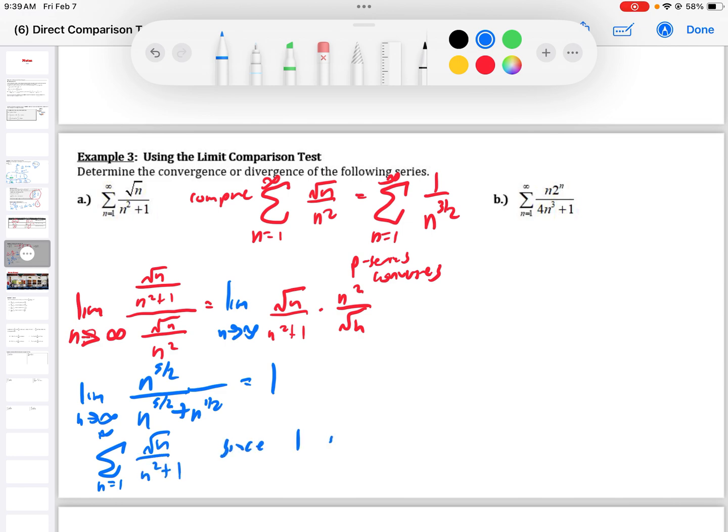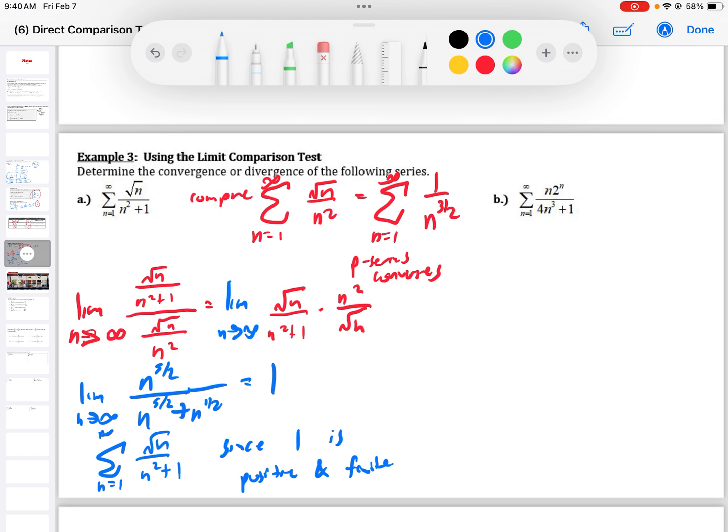So I might say since 1 is positive and finite. All right, limit comparison test. All right, so part B, let's see. What am I going to compare this with?